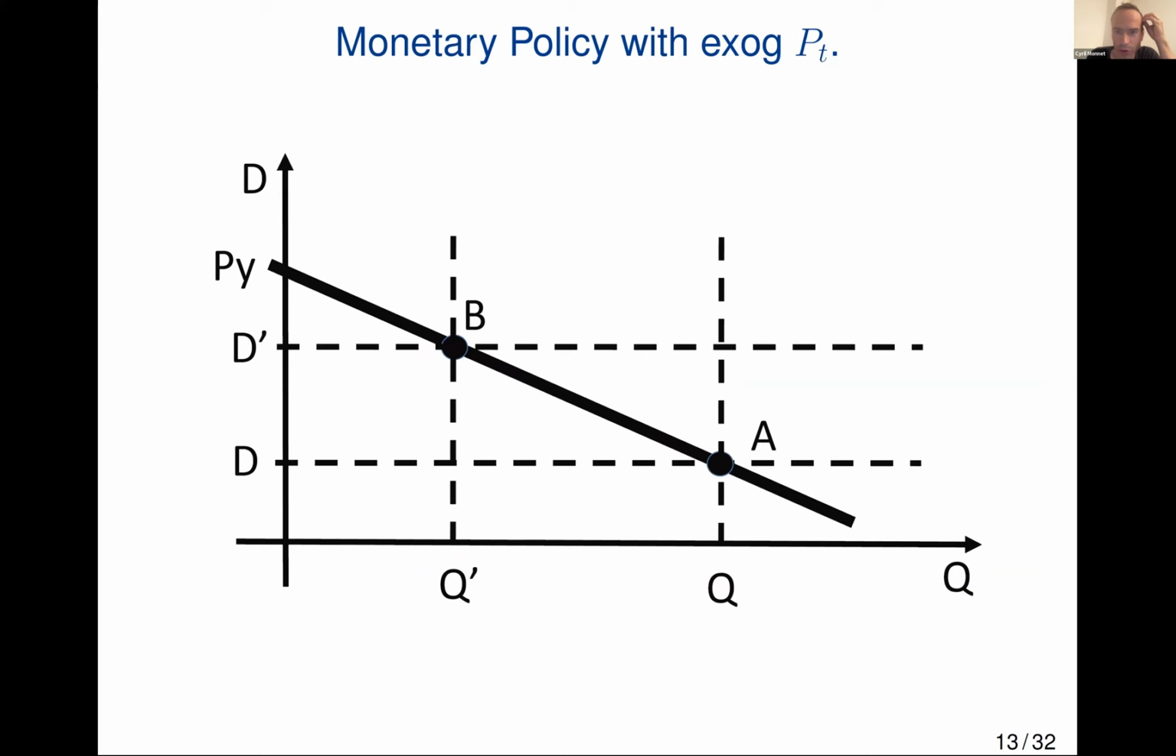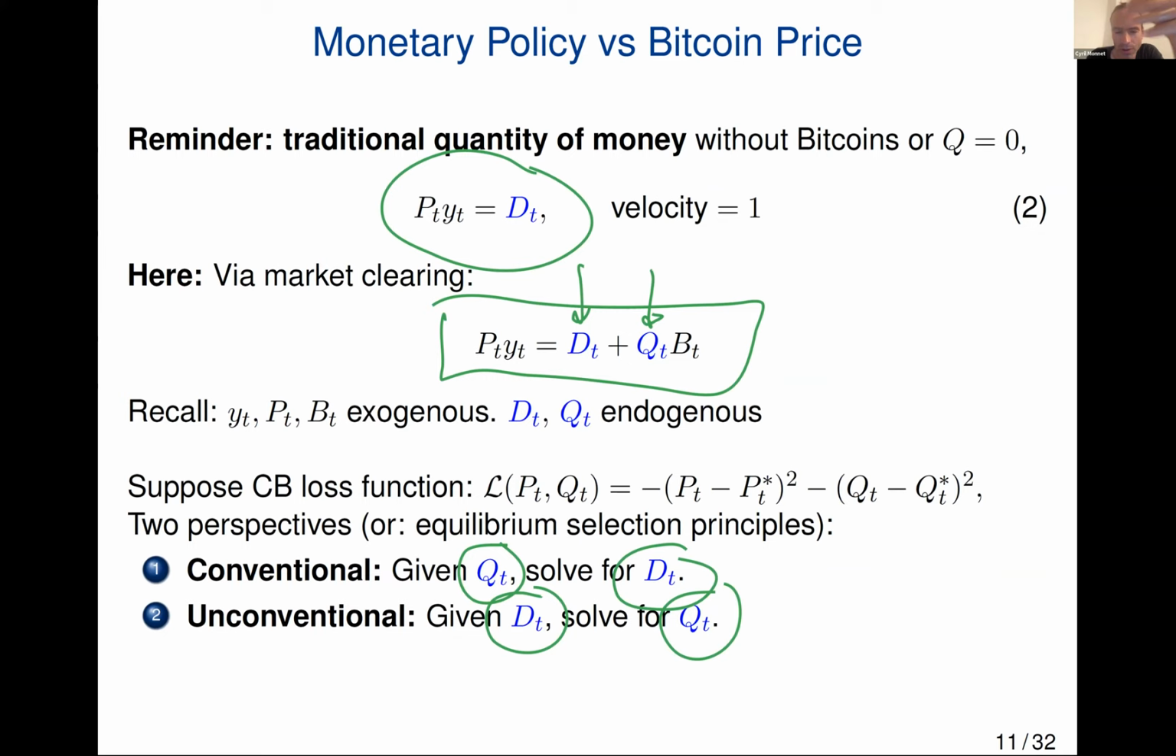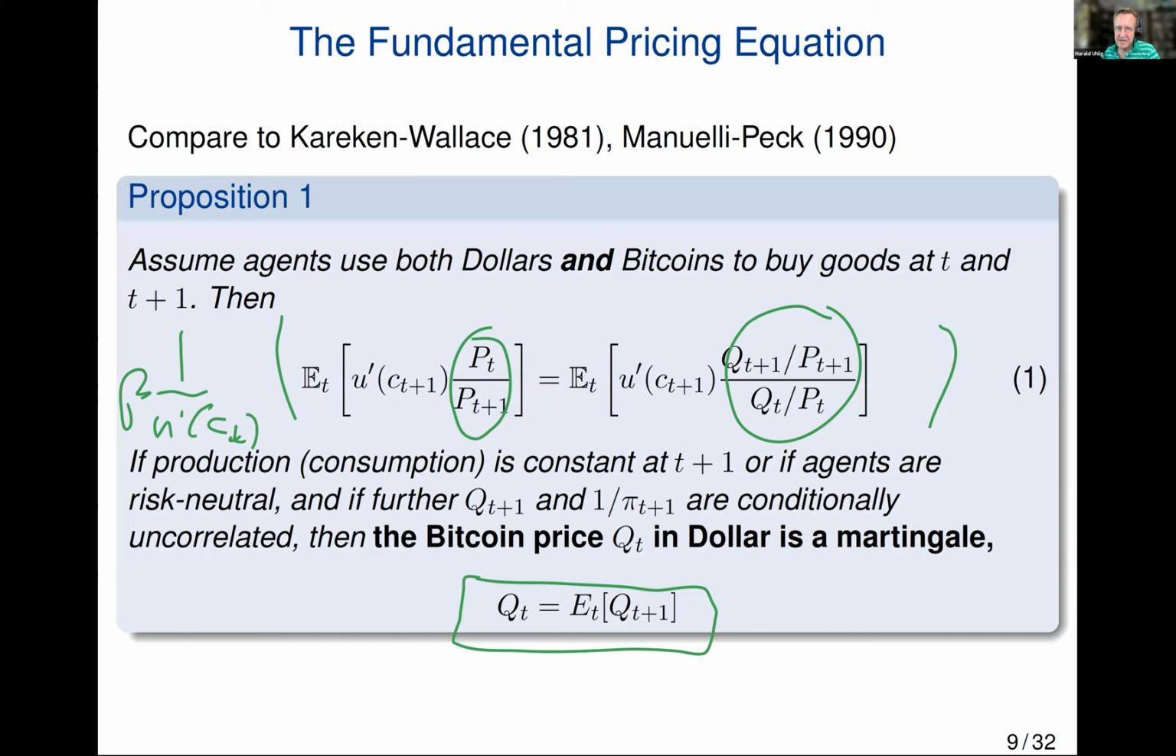I would like to come back to the martingale result. It's probably a stupid question, but usually we have a beta in front of this E_t, so we have the discount factor. Then this would be the Friedman rule. So where is this beta?